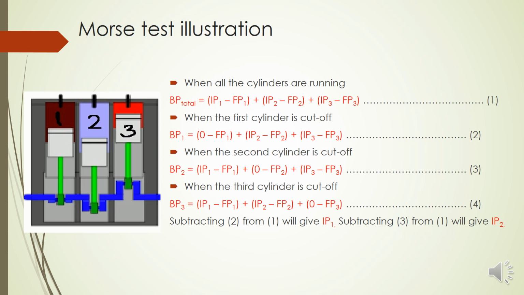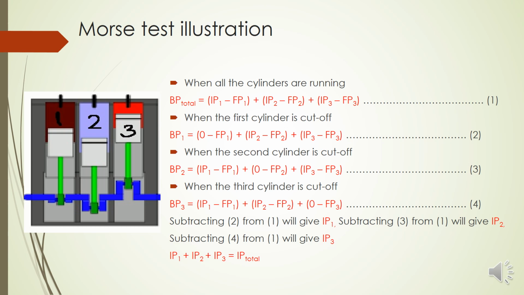Similarly, if you subtract 3 from 1, that means BP total minus BP2, on the right side we will get IP2. Similarly, subtracting 4 from 1, we will get IP3. So we have obtained IP1, IP2, IP3, all the indicated powers by using these 4 equations. Now if you add all these 3, you will get the total indicated power of this engine.